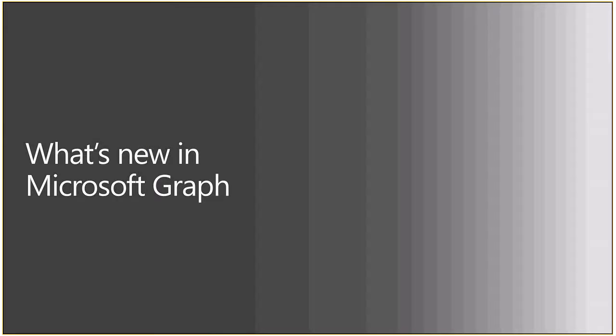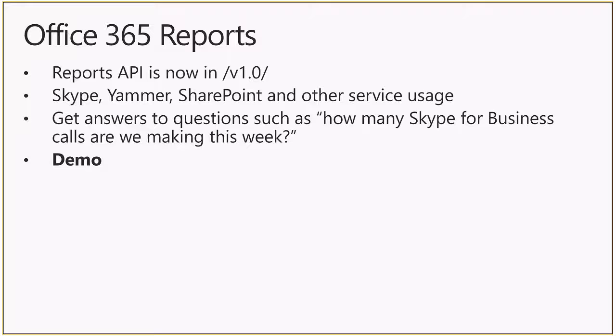One of the things I want to walk through is what's new in the graph. So it's been a slow month, I would say, since a lot of people have been out. But we're really excited to announce that Office 365 Reports is now available in v1.0. So we have production-ready support for getting reports for Office 365 service utilization. So this is a set of APIs you can use to build really rich reporting applications where you can get a sense of how many Skype calls we're making, or what the Yammer usage looks like, or even how many emails my organization is sending.